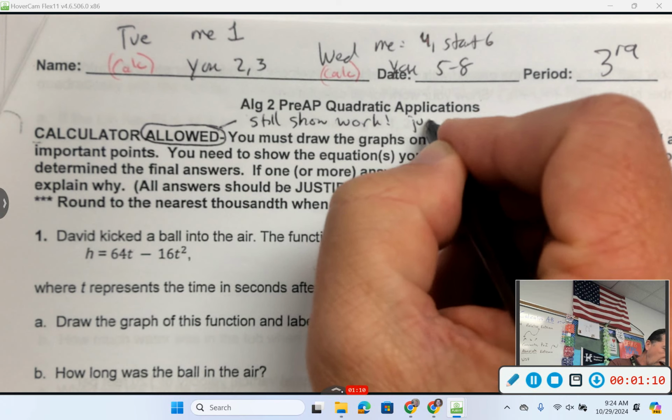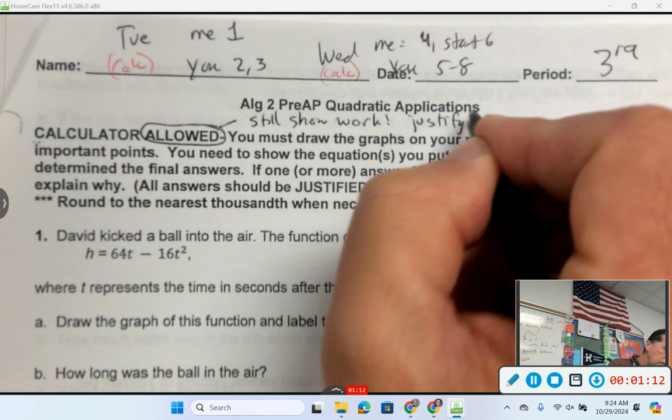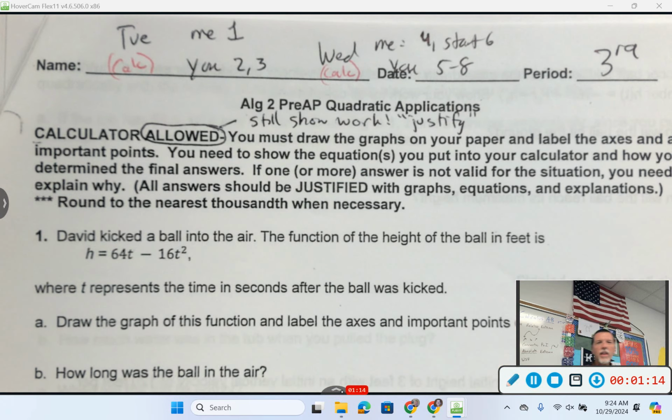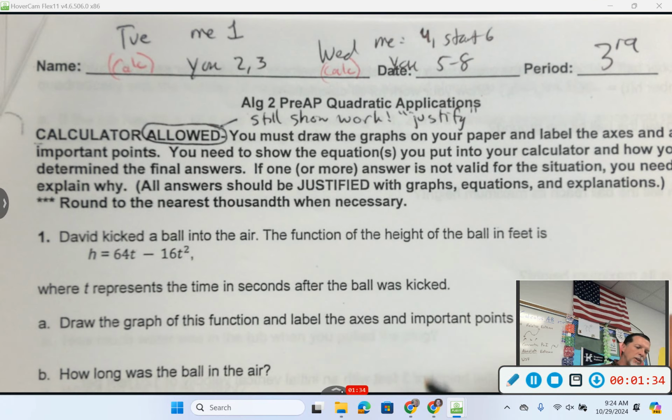And justify. Use that word a lot. So the calculator is there to help you, but you have to explain either what your calculator did, or how you used it, or the equation you put in. Like, I don't just want you to write 12, 7, negative 3, because then I don't know where that came from. I know you used your calculator, but you've got to give me some words or some explanation as to where those answers come from.